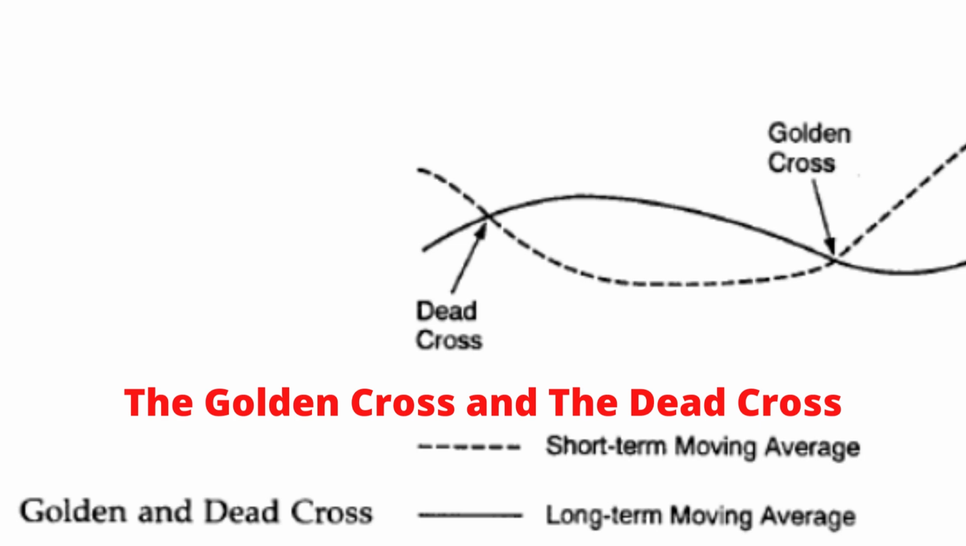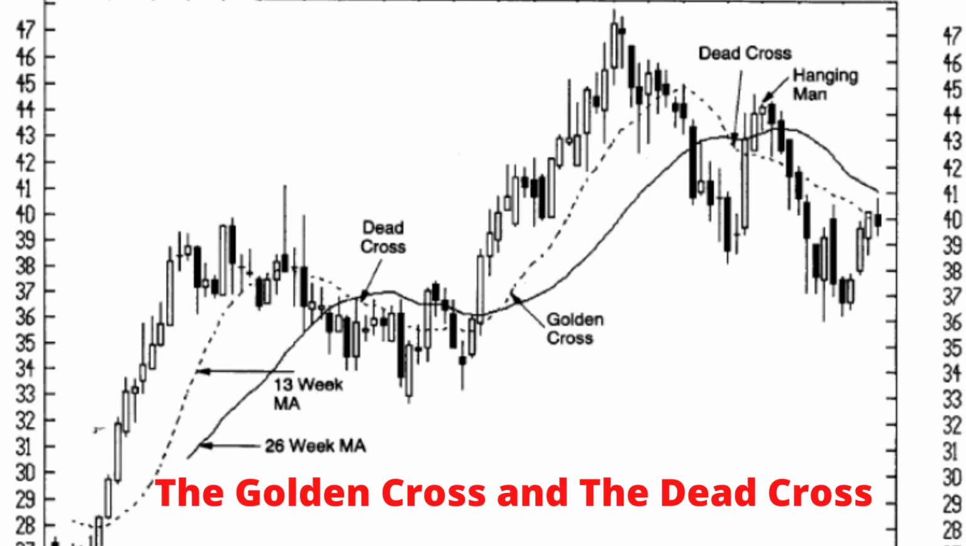Here, the 26-week moving average is shown as a solid line, and the 13-week moving average as a dashed line. When the shorter-term moving average moved under the longer-term average in July 1992, it created a bearish dead cross. In November 1992, the 13-week moving average went above the 26-week moving average, thus completing a bullish golden cross.